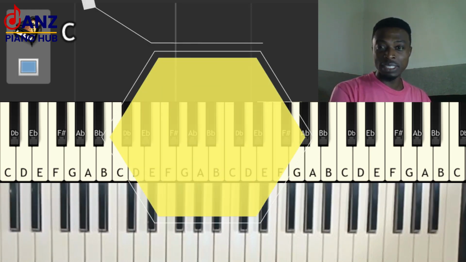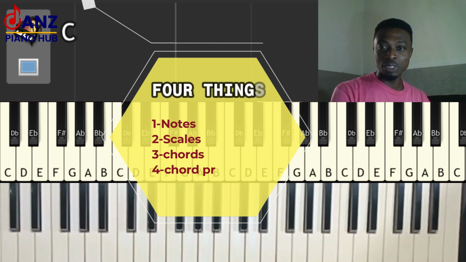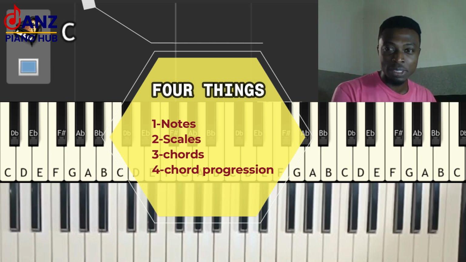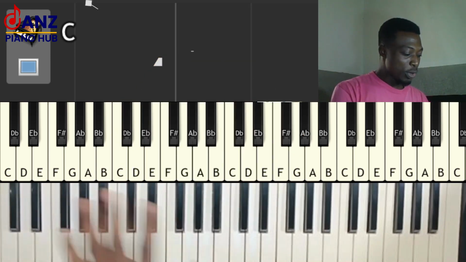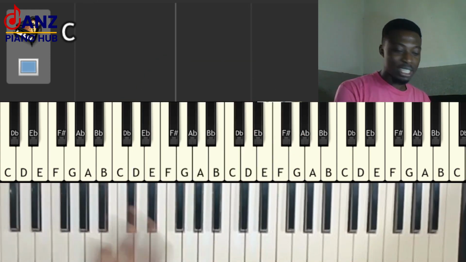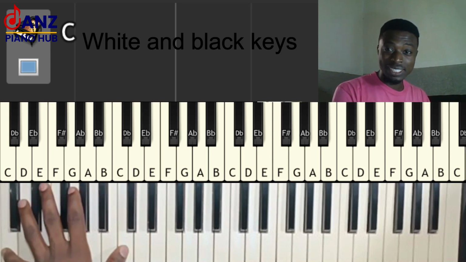So we are going to be dealing with four things. We are going to be dealing with the concept of notes, the concept of scales, the concept of chords, and the concept of chord progression. Now, when you look at the keyboard, you would notice there are white keys and there are black keys.